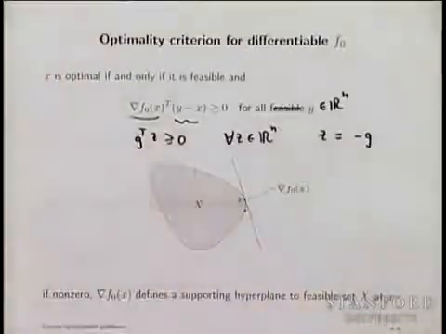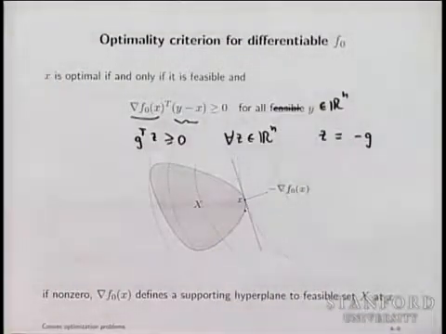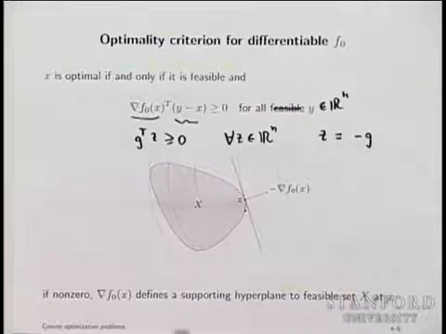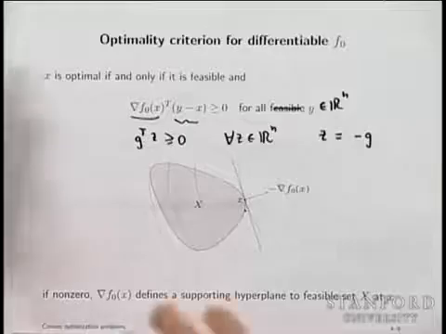Here's a quick, snappy one. Try that z, and you'll get your conclusion real fast. Because you get minus norm g squared is bigger than or equal to 0. So g has to be 0. That's the only way.